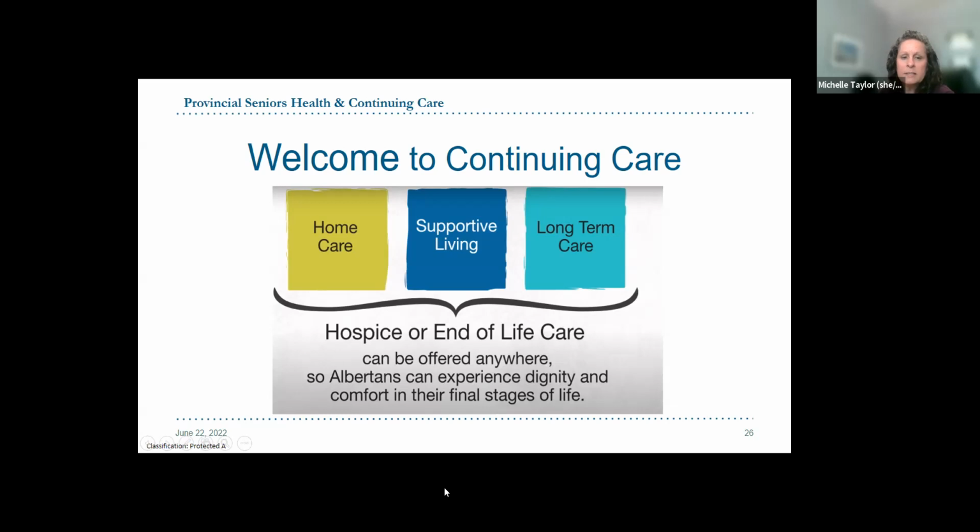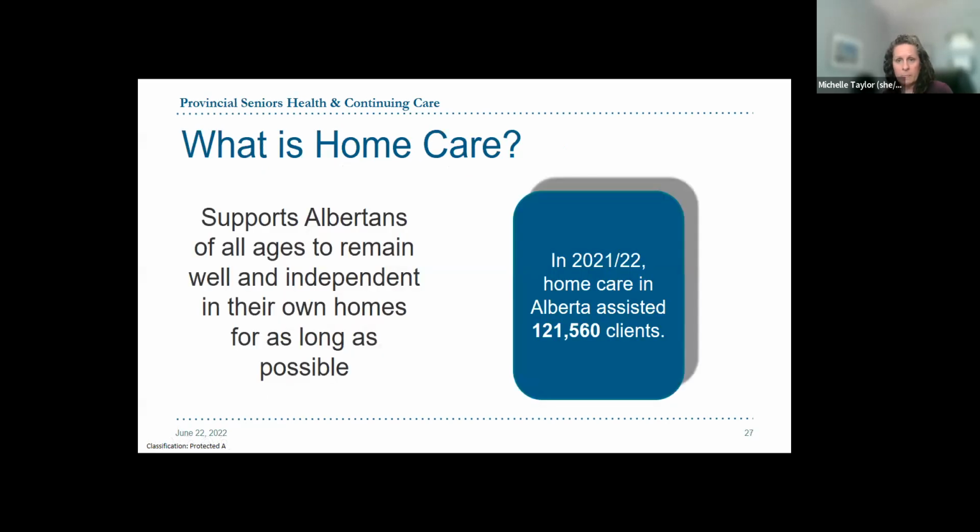And there's also hospice and end-of-life care that can be offered in each of these 3 care streams. So next, we're going to have a closer look at each of these care streams.